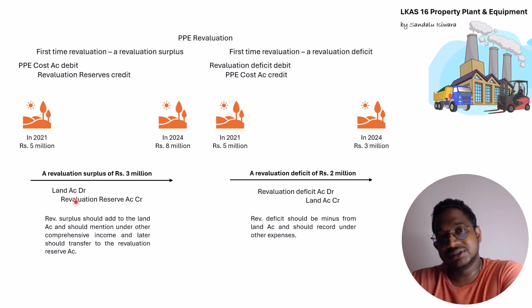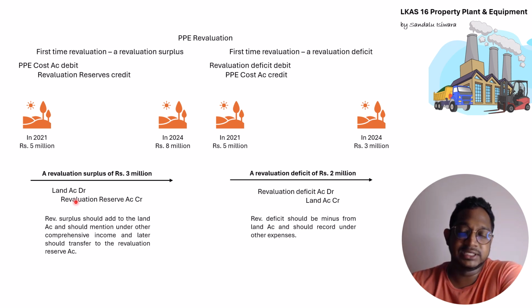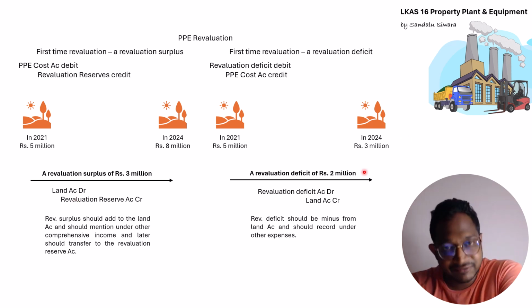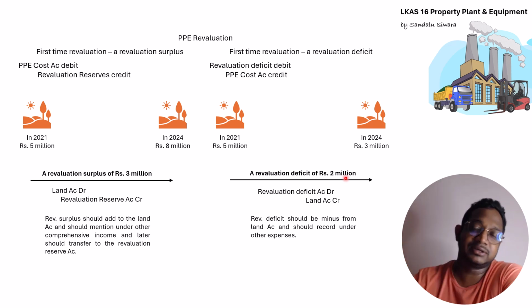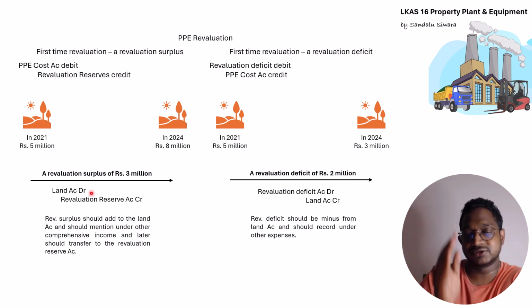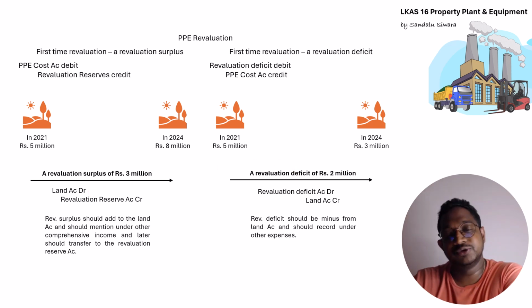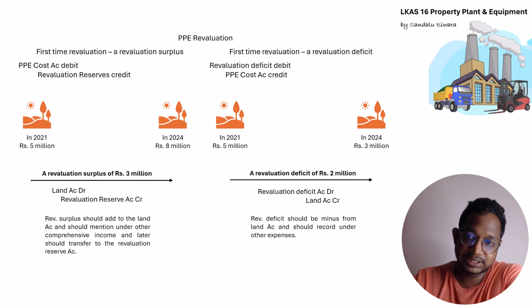If it is a revaluation surplus, that surplus you should add to the considered property, plant and equipment. And if it is a deficit, you should deduct that revaluation deficit from that property, plant and equipment, right? And if it is a revaluation surplus, first of all you have to record it under other comprehensive income and then move that to the revaluation reserves at the balancing. And if it is a deficit, that deficit you should record in other expenses, right?